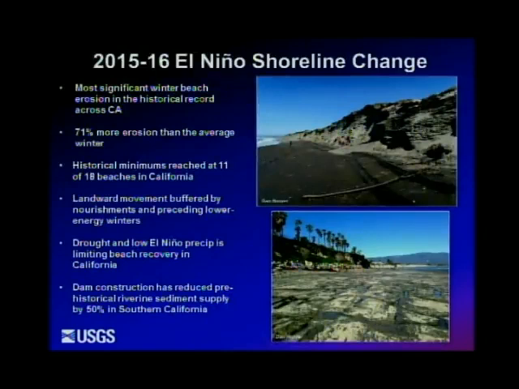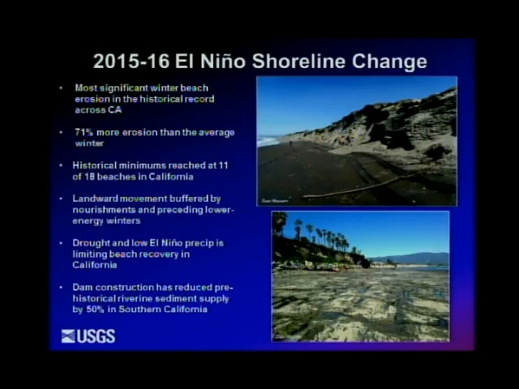Well, from those observations, we conclude that it was the most significant beach erosion on record across the state, about 70% more erosion than the average winter. The majority of beaches that we looked at across the state reached historical minimums. That is, the shoreline eroded as far landward as we've ever observed in most cases. But there were instances where the landward retreat was buffered by nourishment, such as some locations in San Diego County.